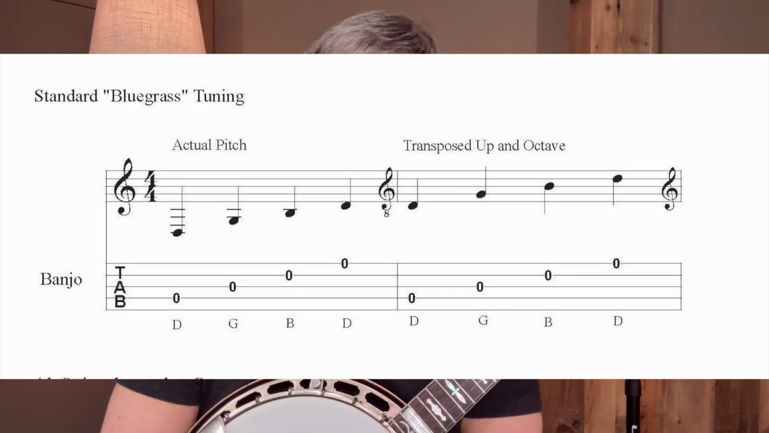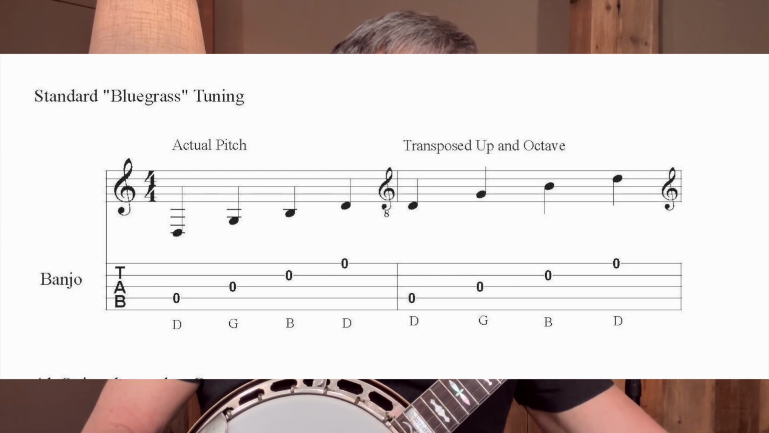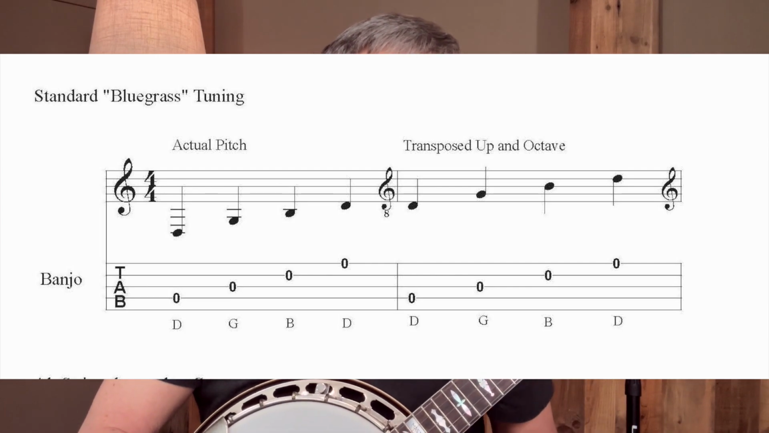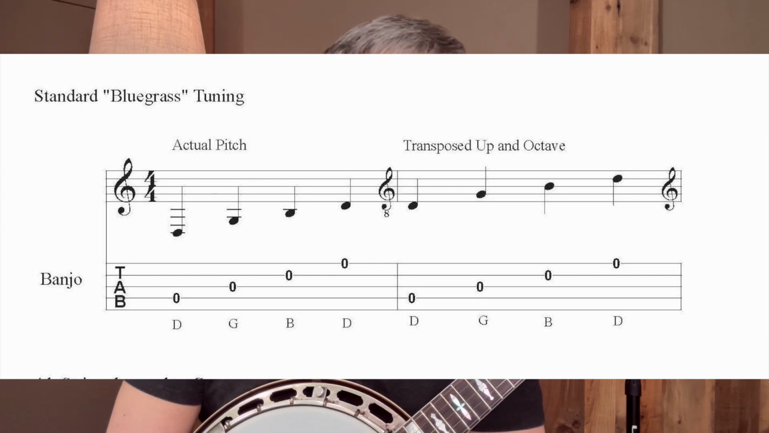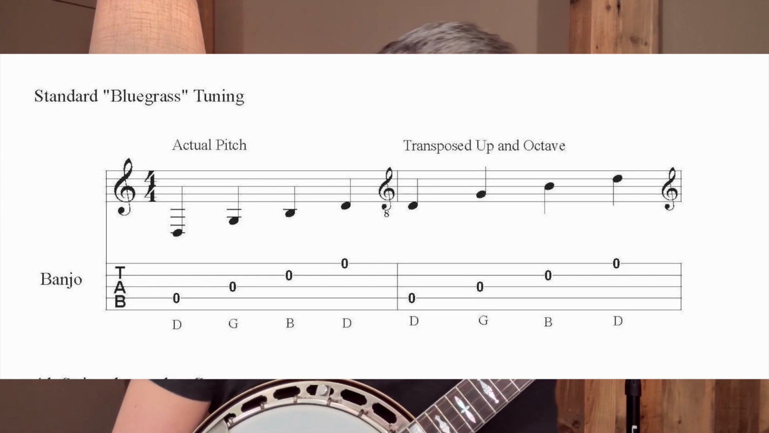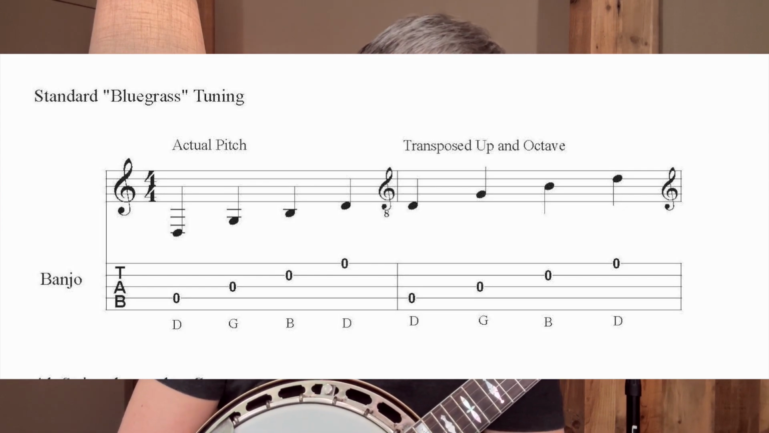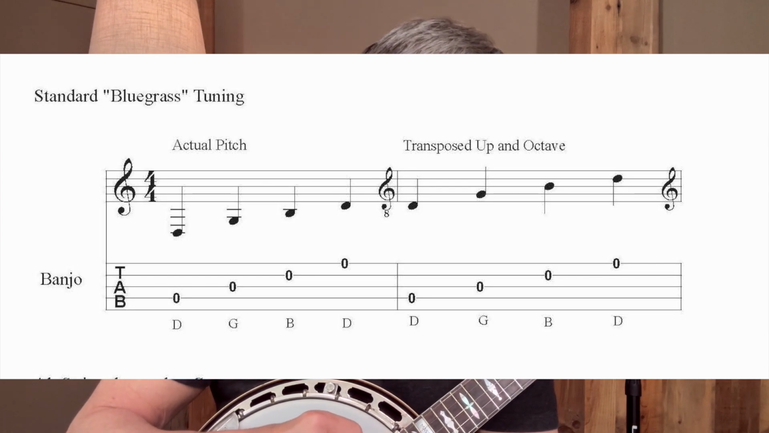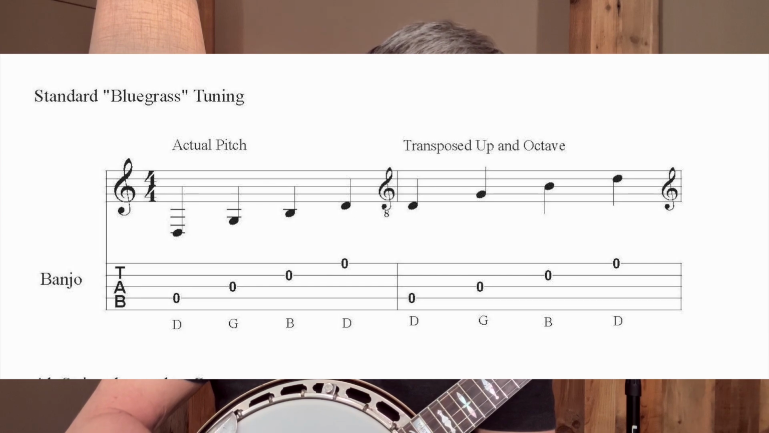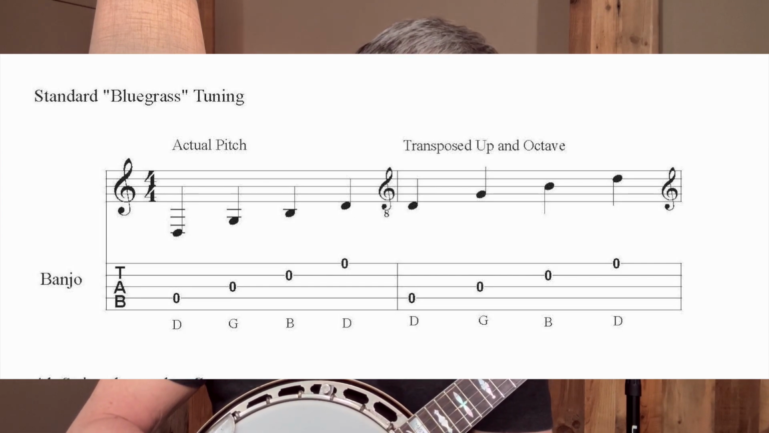And I've got a little graphic to look at to explain this. If you'll look at this graphic, you'll see two measures, both in treble clef. The one on the left are the actual pitches of the banjo, and not the fifth string, just the fourth, third, second, and first strings. So I'll play those pitches. These are just open strings on the banjo. So D, G, B, and D.